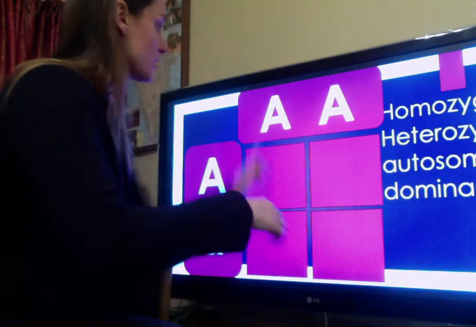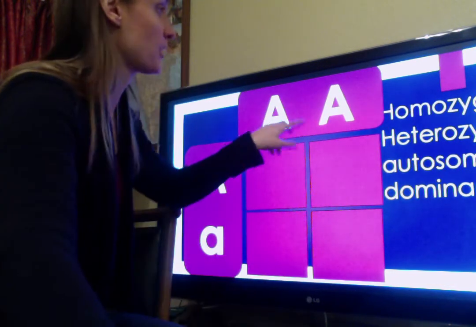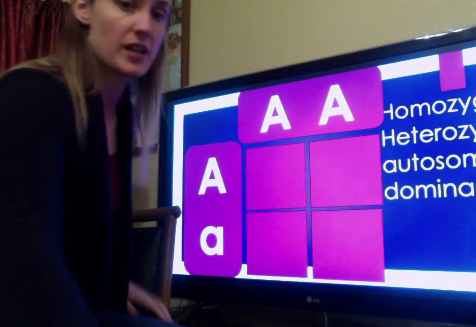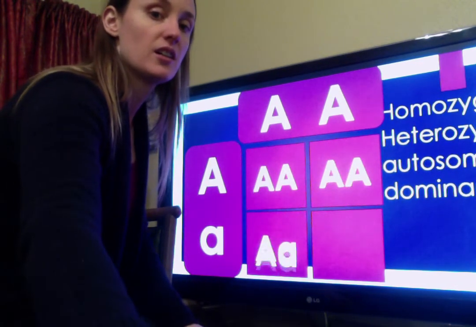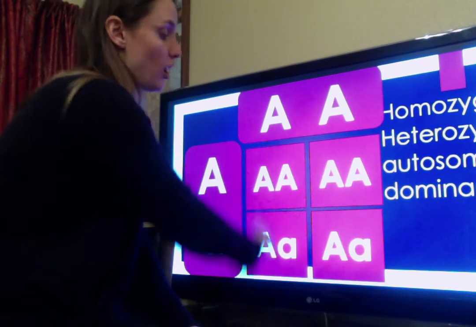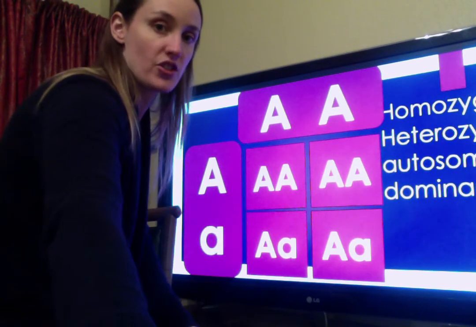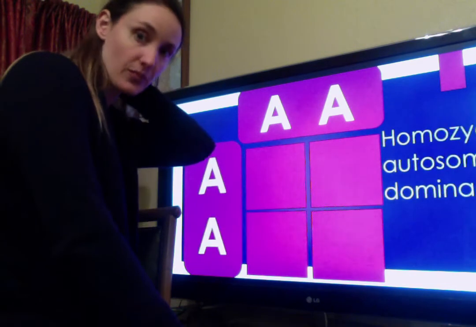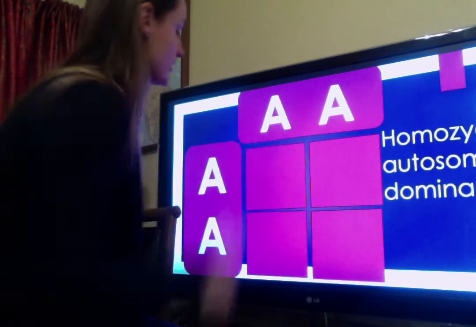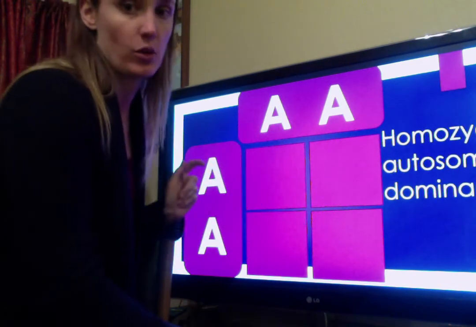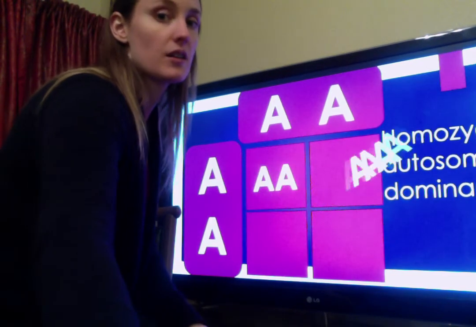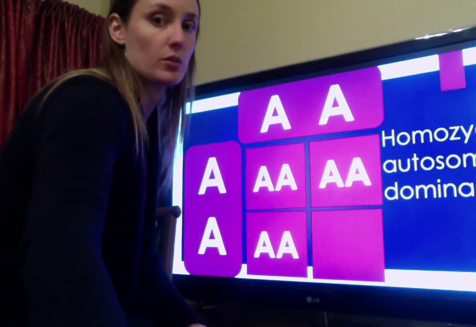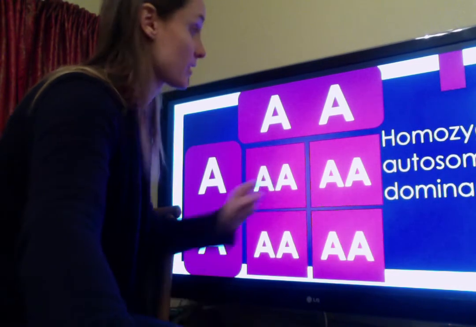And so on, we would have the same thing. If the parent was homozygous and another one was heterozygous, you would see all of the children express the trait. And then once again, of course, if both parents are homozygous autosomal dominant, they would all be homozygous autosomal dominant.